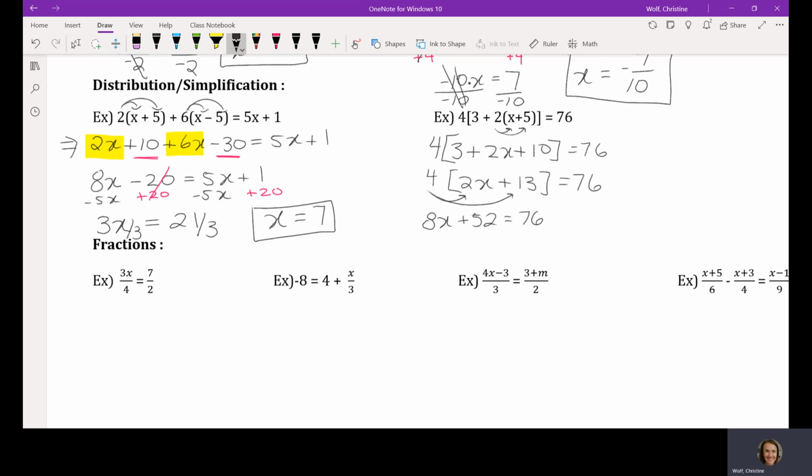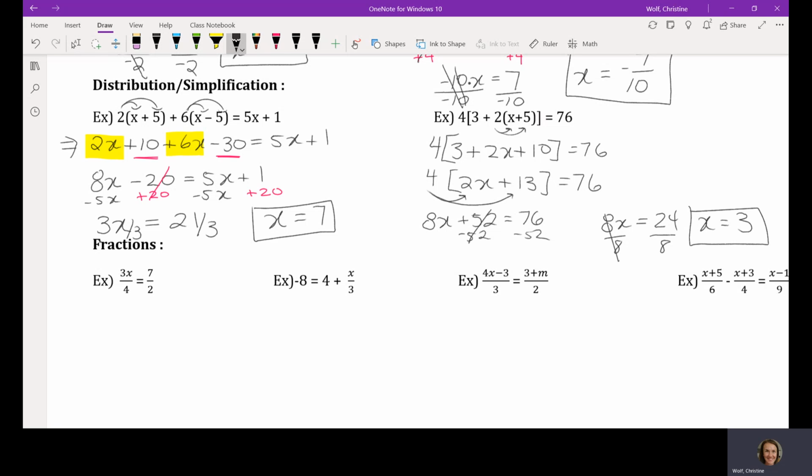I only have an x on one side, so right away I'm just going to get rid of that 52. Okay, so 76 minus 52 is 24. So I have 8x on the left-hand side equaling 24 on the right. I divide off that 8, so those cancel, and I get x equaling 24 divided by 8, which is 3.